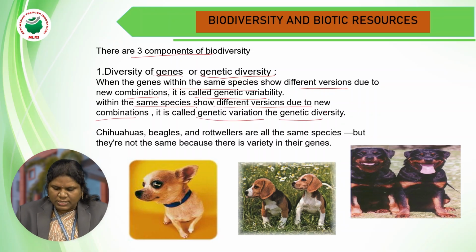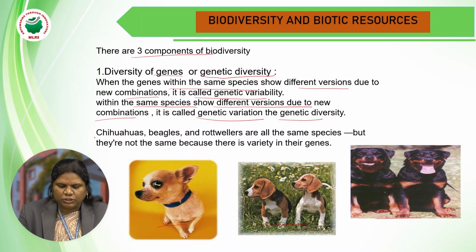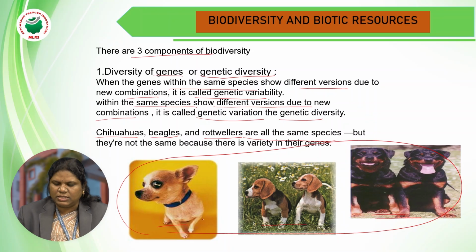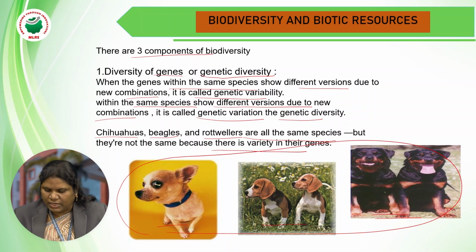For example, here, by seeing we say these are all dogs. In the pictures we can see one type of dog called chihuahuas, the second type is beagles, and the third type is Rottweilers. These are all the same species, but they are not the same because there is a variety in their genes.